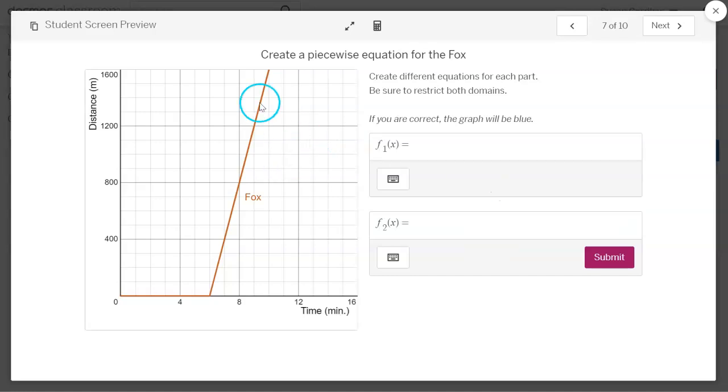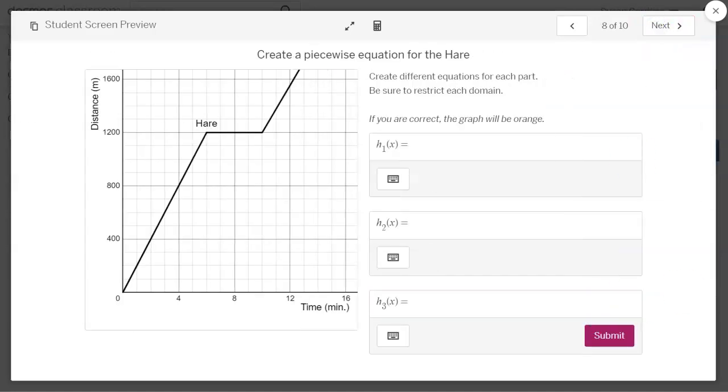This one also is kind of self-checking. Now, it doesn't check it in the dashboard, so for you, you'll have to look at their graphs, but the students will know if they are correct or not just by looking at what it's graphing. And the same for the hare. They will do exactly the same thing. They will graph each piece. It will graph over.